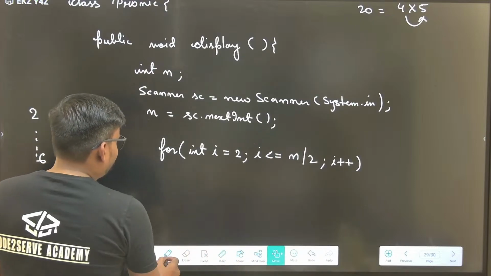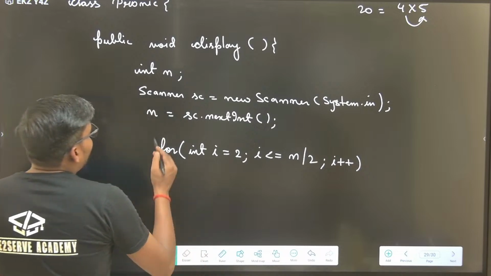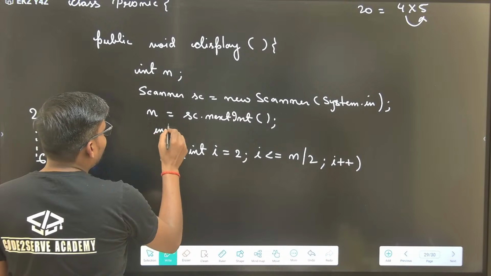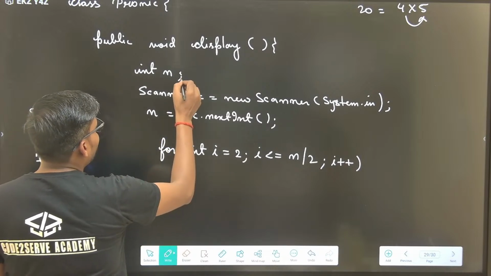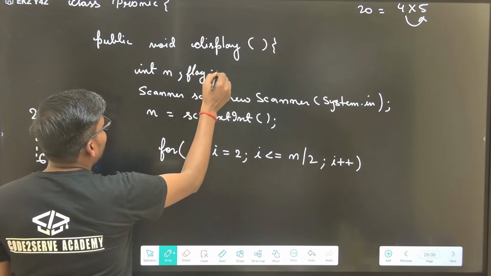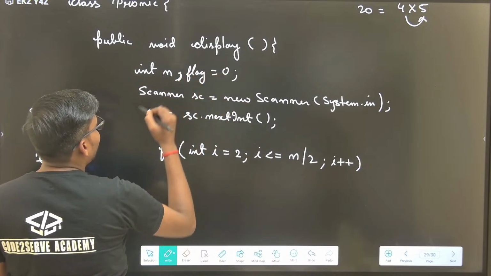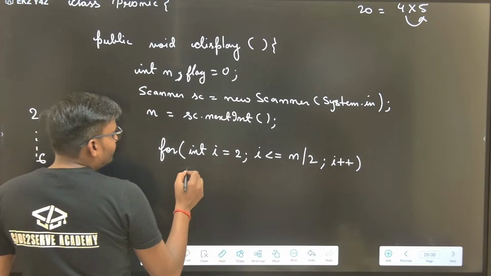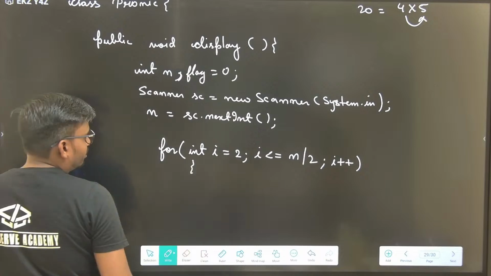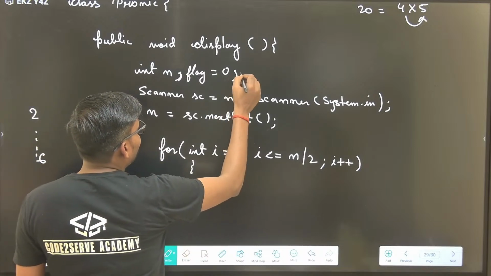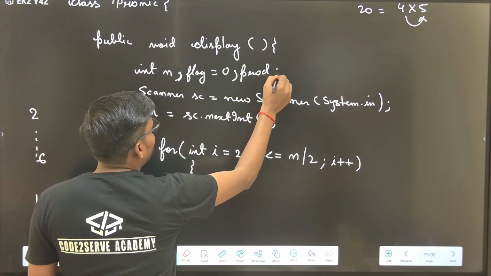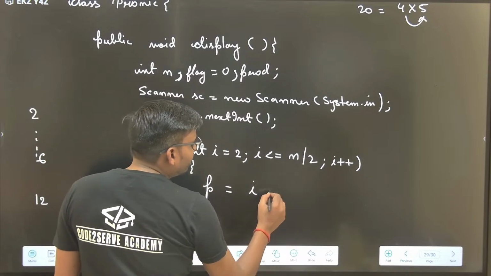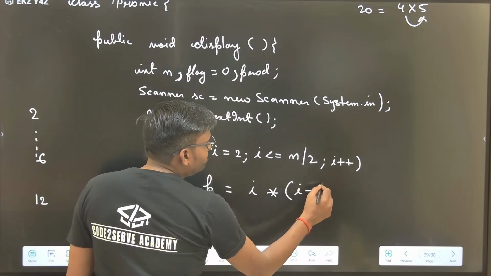All right, now we'll take another variable, int flag equals 0. Here only we can write it. We have created one variable flag and initialized it with 0. So what we will check is the product, and another variable is prod. We'll check if prod is equal to i into i minus 1.